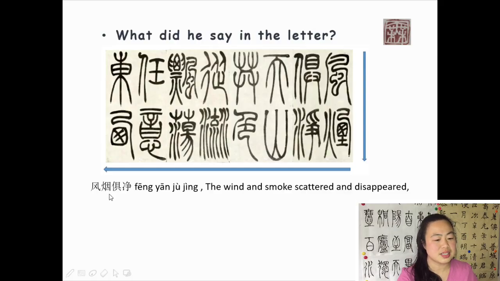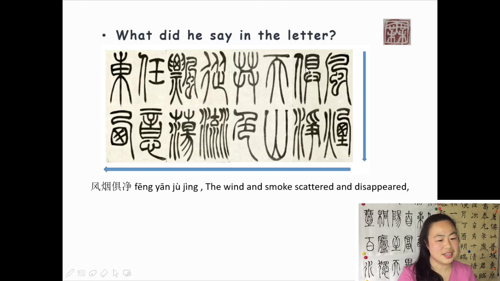So here, this is the modern characters. By the way, they are simplified characters. 风烟俱静. And these are the pinyin, which means the Chinese pronunciation system. It means the wind and the smoke scattered and disappeared.